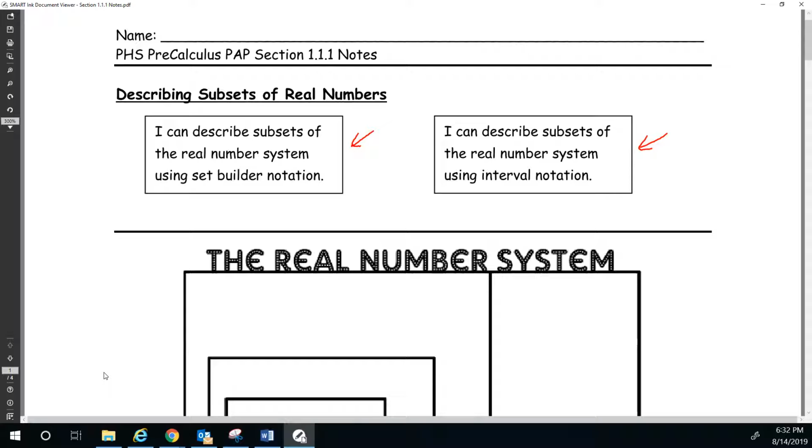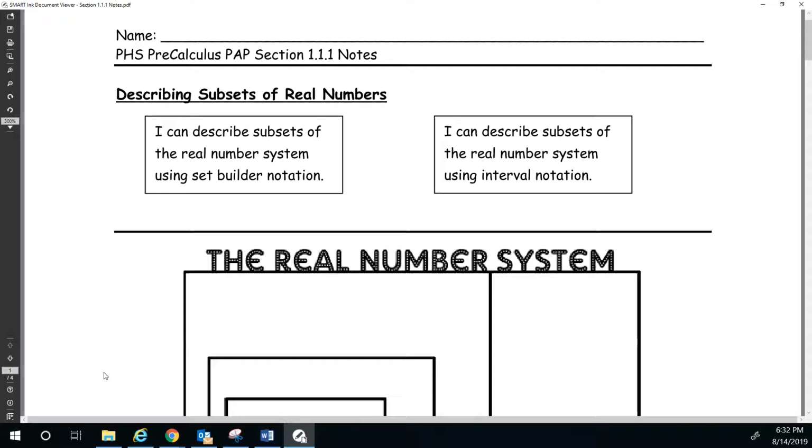If you come to one of these boxes and you don't understand what it's saying, or you don't know how to do that piece, that's what you need to come to tutorials and get help on. So this says we can describe subsets of the real number system using set builder notation, and we can describe subsets of the real number system using interval notation.